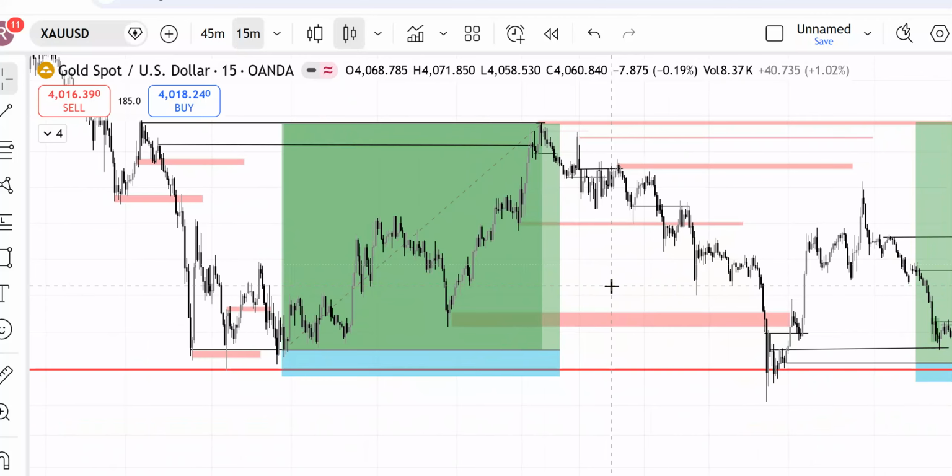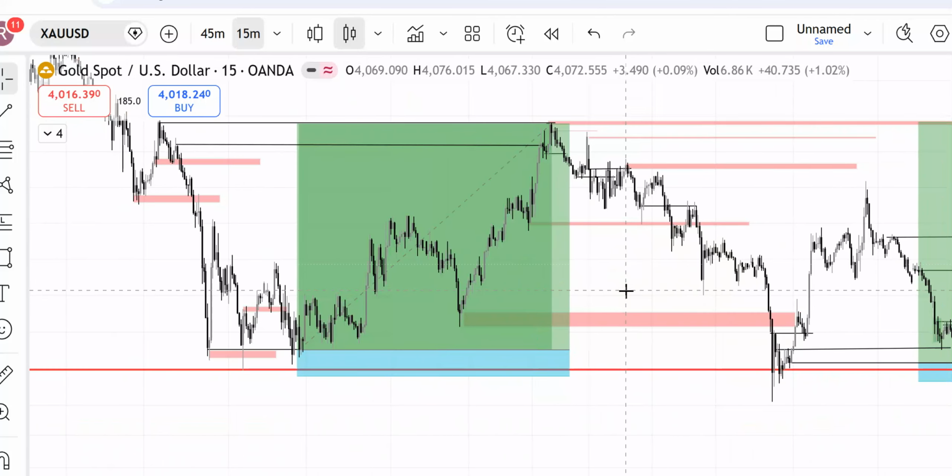This is the way the structure always works. Structure and liquidity are the most important, and if you know how liquidity works, then you will never lose your money. In the next part we will discuss other things.